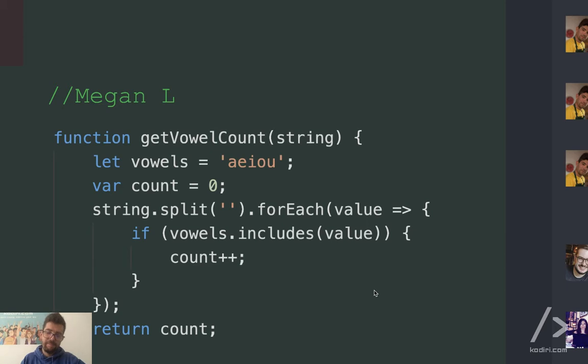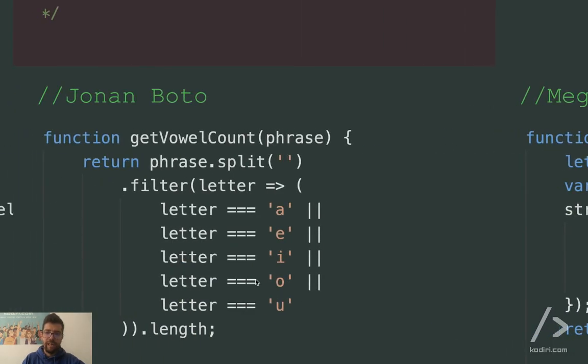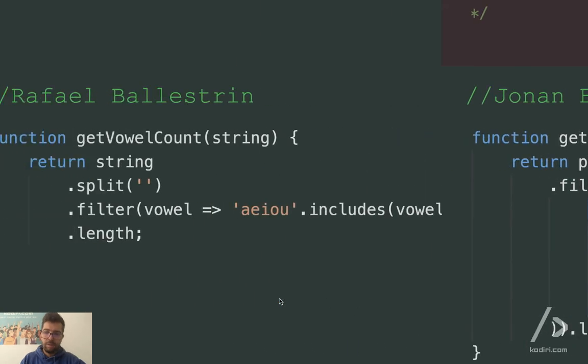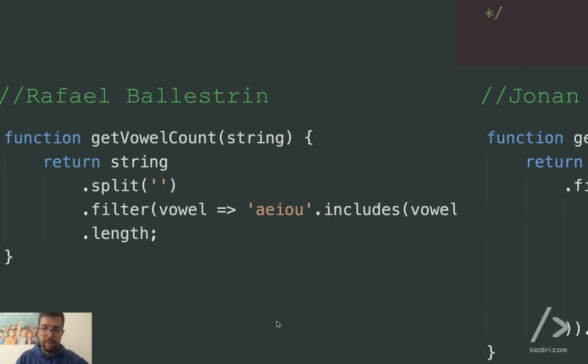Megan, classic for each, right? Increasing a counter, using includes, vowels, yeah, all good. Jonan is the long way, right? Comparing is A, is E, is I, O, U. All these things, right?